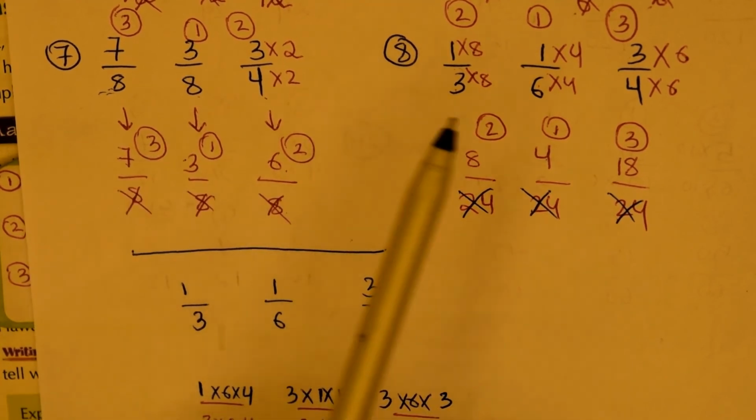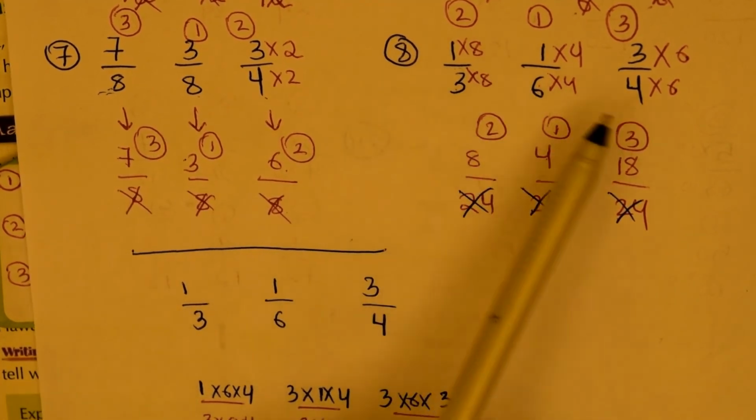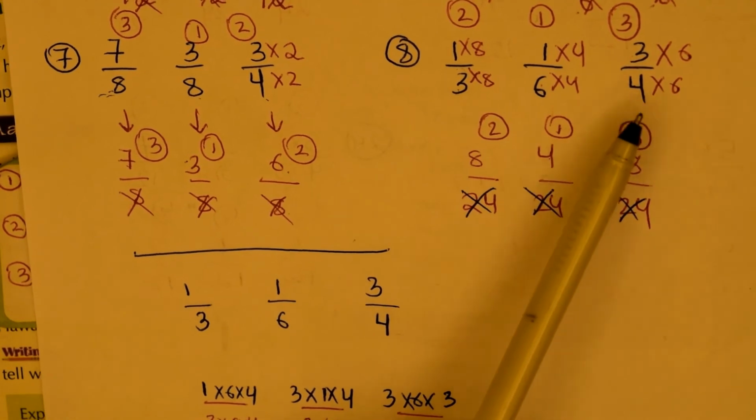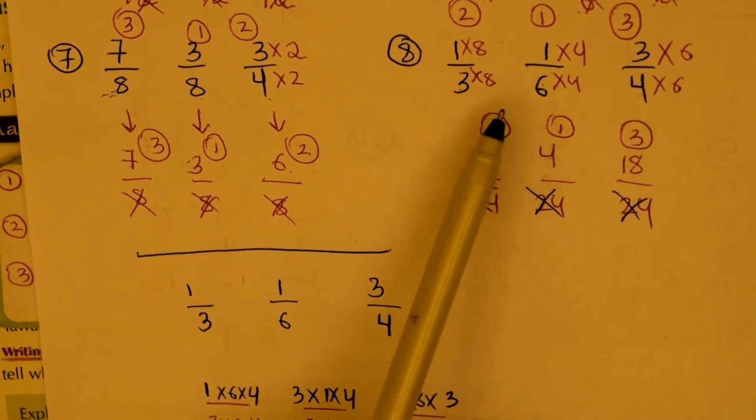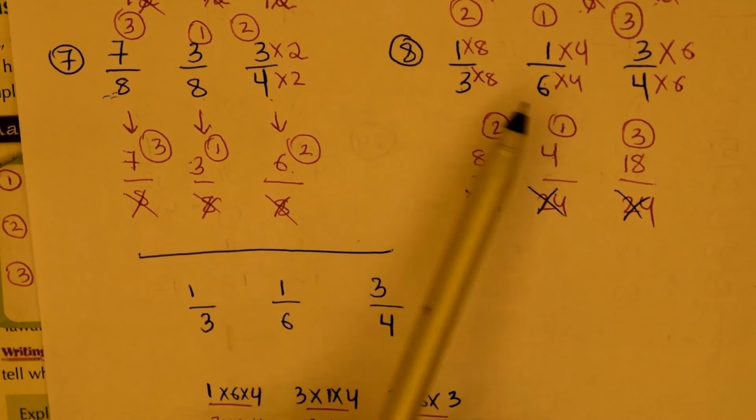For number 8 here, I have down 3, 6 and 4. In this case, I can't make the 4, 6, but I can make the 3, 6.